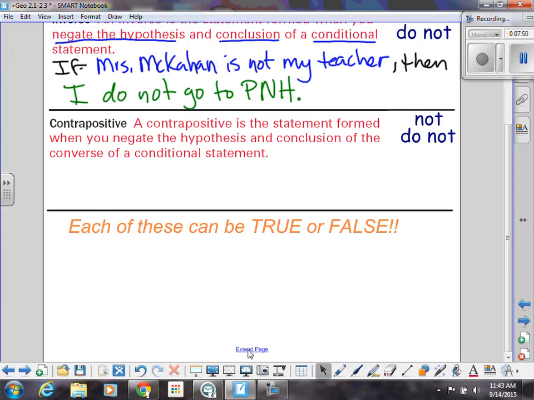Contrapositive, that's when we negate the hypothesis and conclusion of the converse. What was the converse again? What does it mean to do a converse? To switch, right? All right, so I'm going to negate the switch. So I'm doing both, right? So review. Converse means to switch. Inverse means to negate. Contrapositive means to do both of them. Negate and switch. Okay? So here's how that would look.